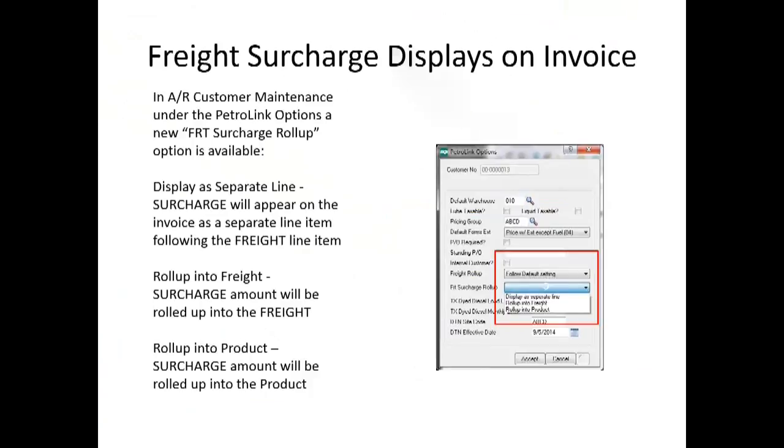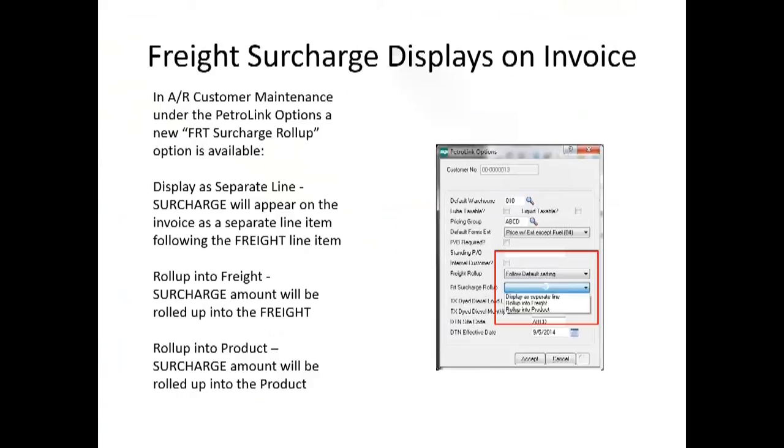So the product, the freight, and the surcharges can all be displayed in different methods depending on what your needs are by customer. So if you go into accounts receivable customer maintenance under the Petrolink options, there's a FRT surcharge roll-up. You have three options. You can display it as a separate line, which means the surcharge will appear on the invoice as a separate line item following the freight line item. So right now you get product, and then you have freight, and then that would have surcharges. This will now print the product, freight, and then you get the freight surcharge as a separate line.